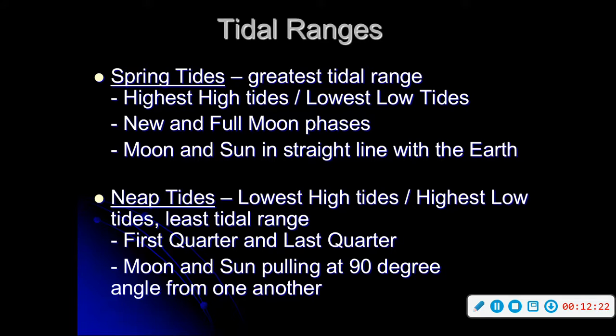Neap tides, on the other hand, are the lowest high tides, highest low tides, the least tidal range. That's the first quarter and last quarter. The moon and sun are pulling at 90 degrees from each other, so they're kind of in a tug of war, in opposite directions, and as a result, you end up with weaker tidal cycles.